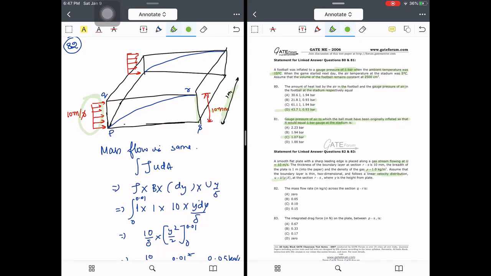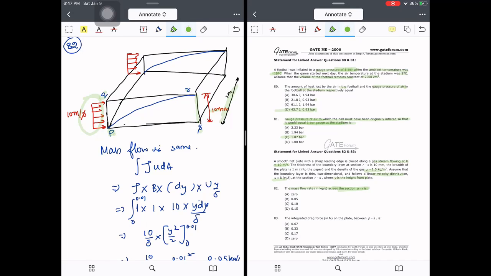The density of the gas rho is 1 kg per meter cube. Assume that the boundary layer is thin and the two-dimensional flow follows a linear velocity distribution. So in the boundary layer, the velocity distribution is linear, that is u is equal to capital U y by delta at the section RS, where y is the height from the plate. Okay, now the mass flow rate across the cross section QR. This is the figure with P, Q, R and S. So what is the mass flow rate across the section QR?